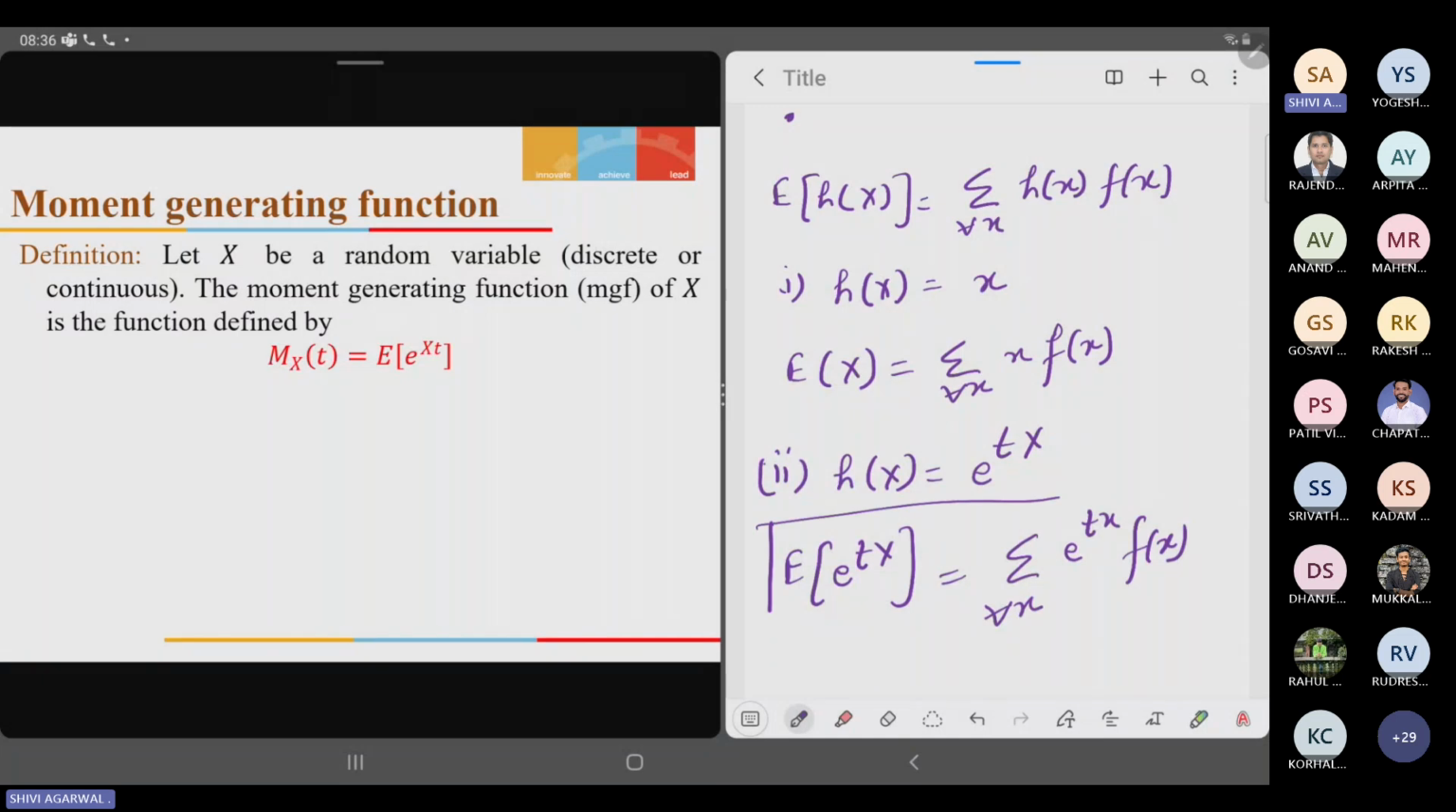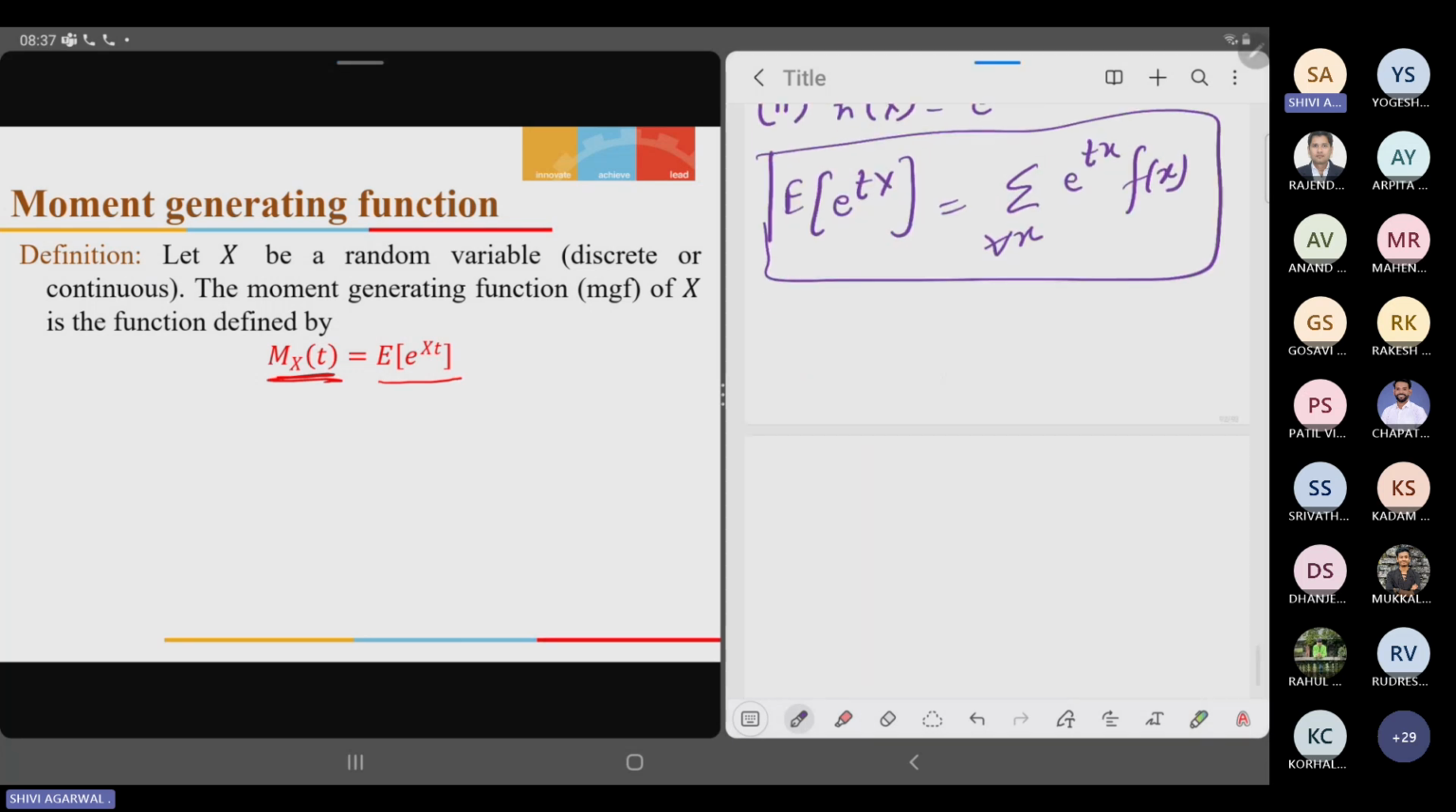So this is known as the moment generating function. Moment generating function is denoted by M_X(t) and it is the expected value of e to the power xt. By definition this is the formula for the discrete case, and for the continuous case it is the integral of e to the power tx f(x) dx. So we are doing the integration for it.